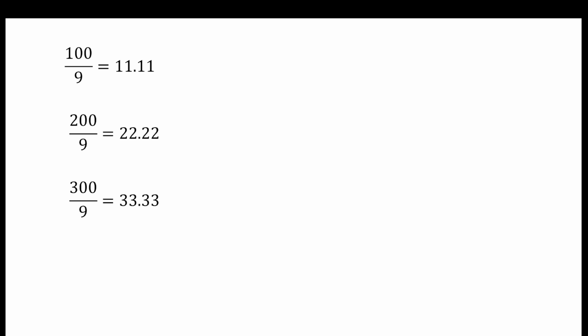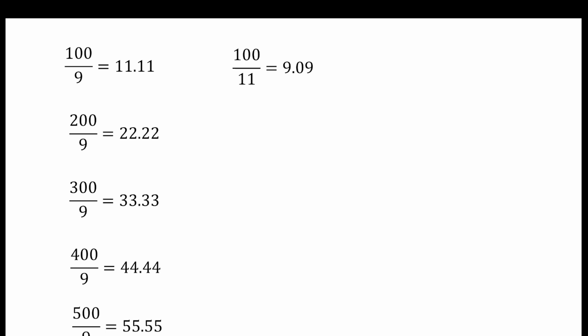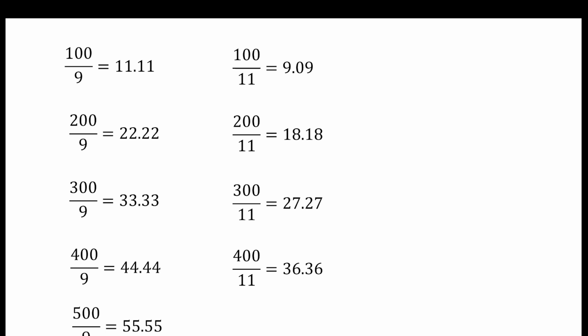Moving on to other multiples. What is 100 by 9? 11.11. So you already know 200 by 9. Double. 300 by 9. Yes, 33.33. So 400 by 9 and 500 by 9. So how about 100 by 11? Yes. So 200 by 11. Easy, right? 300 by 11. 400 by 11 and 500 by 11.